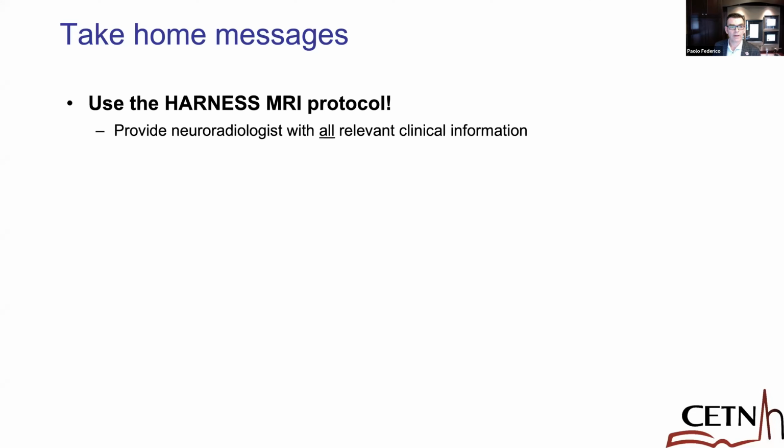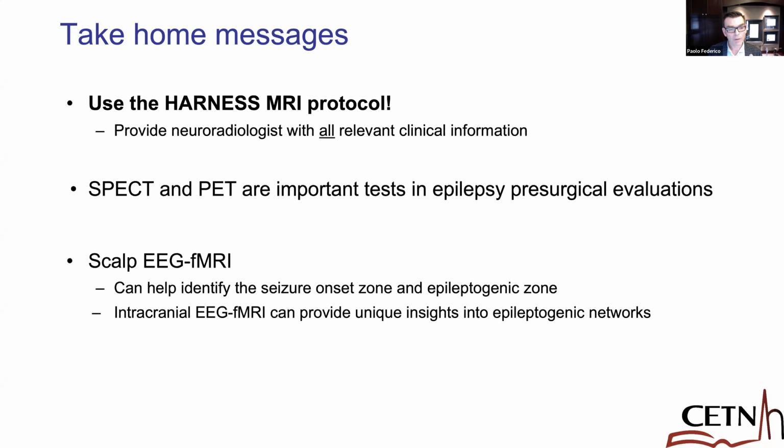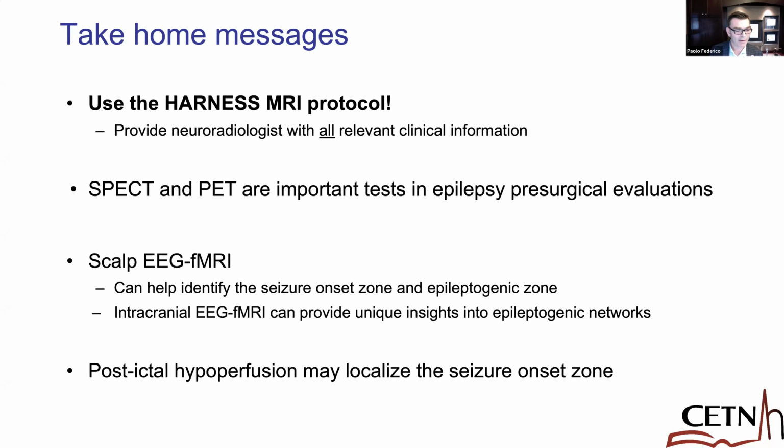So take-home messages. First and most importantly, as I said, remember that slide, use the HARNESS MRI protocol for persons with epilepsy. Provide the neuroradiologist with all relevant clinical information. SPECT and PET are important tests in epilepsy pre-surgical evaluations with the caveats mentioned. Scalp EEG-fMRI can help identify the seizure onset zone and epileptogenic zone. Intracranial fMRI can also provide unique insights into the epileptogenic networks. And it is my hope that post-ictal hypoperfusion may be shown in a larger group of patients to localize the seizure onset zone and hopefully be used more widely clinically.